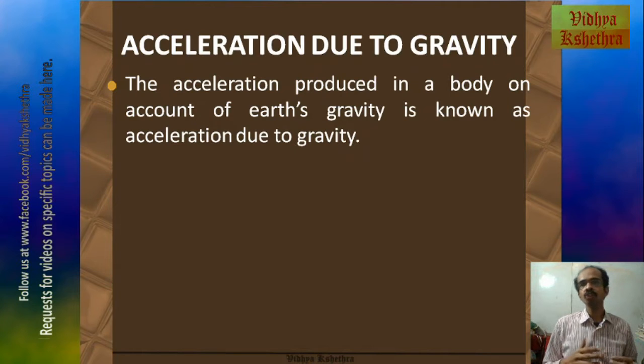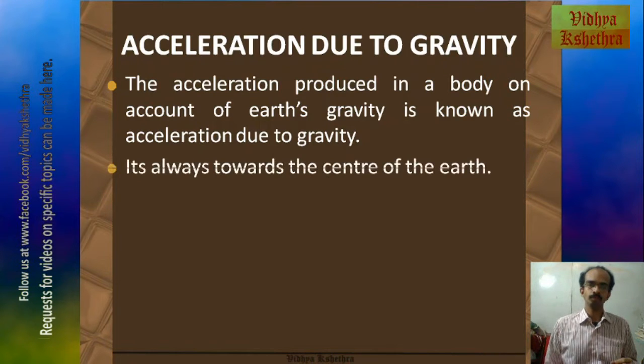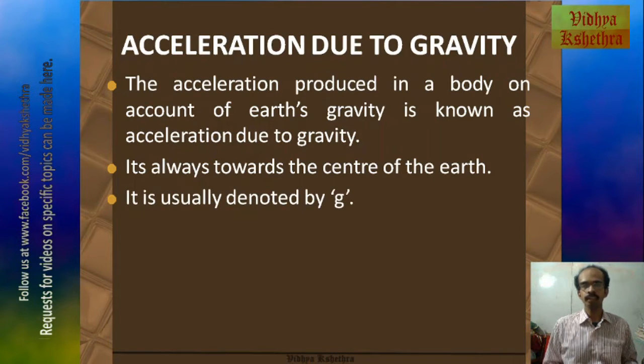The acceleration produced in a body on account of Earth's gravity is known as acceleration due to gravity. We can observe that if we drop a ball from a building, the ball is accelerated as it goes down. This is due to the acceleration due to gravity. It is always directed towards the center of the Earth. This is usually denoted by the small letter g.